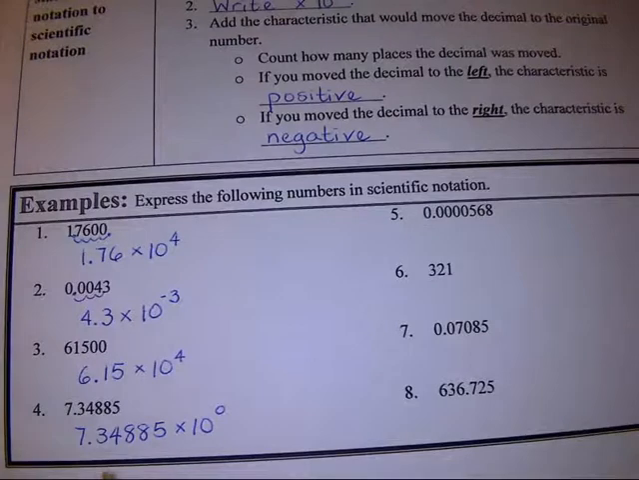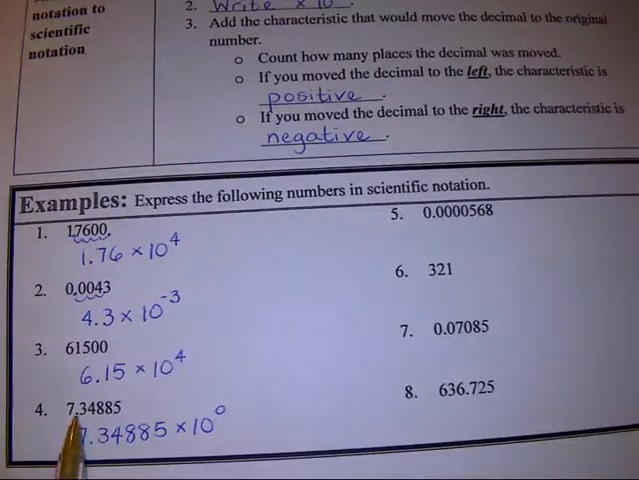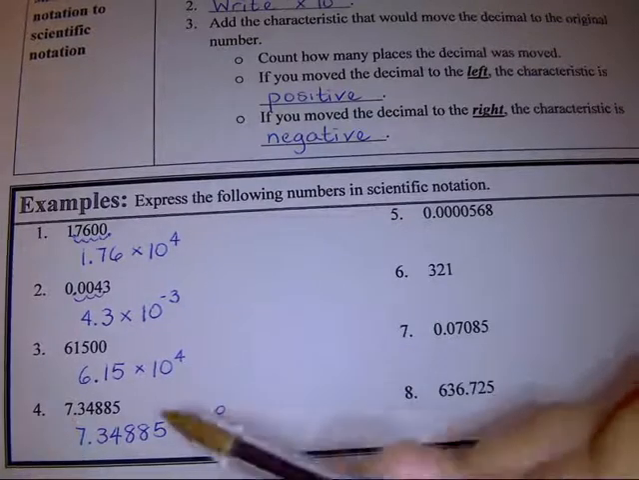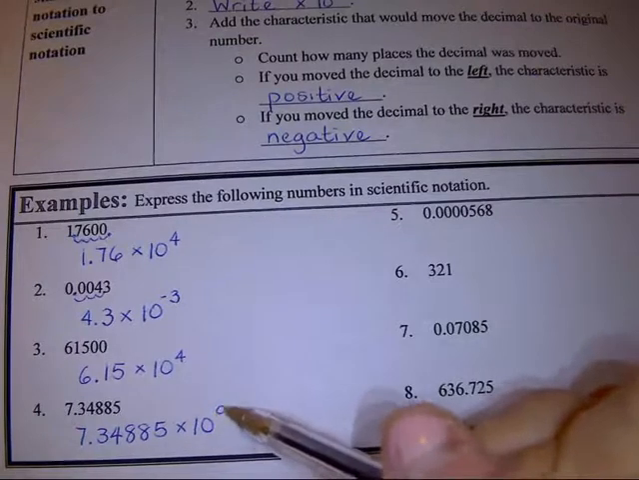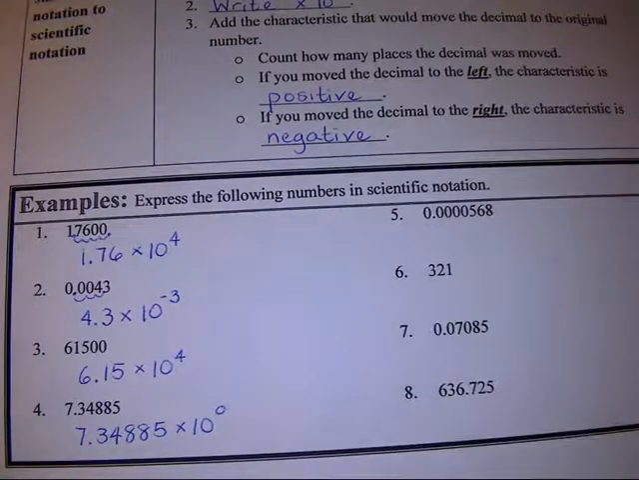Number 4 is a very interesting case. Notice that the original decimal is already where the mantissa would be a number between 1 and 10. So we don't need to move it anywhere. Since we are not moving it anywhere, the characteristic is 0.